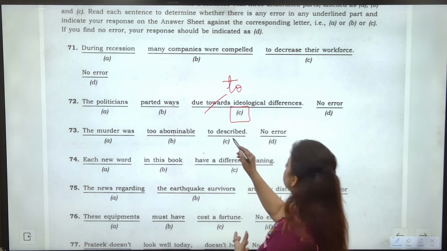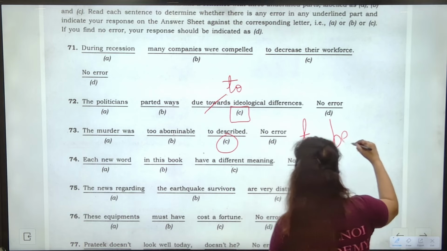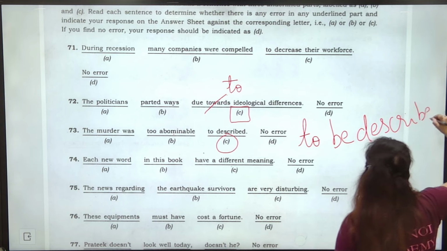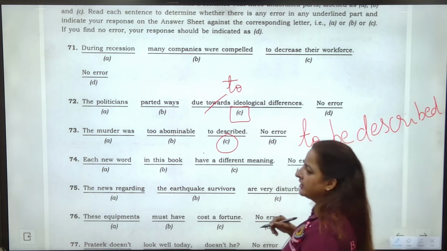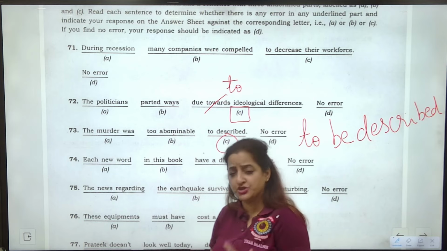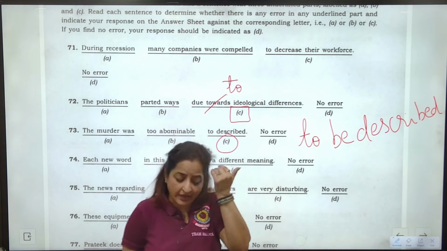No. C part has an error. It should be to be described. ये सेंटेंस पैसिव वॉइस में होना चाहिए ना, कि वो इतना हेट वर्दी था कि उसको डिस्क्राइब भी नहीं कर सकते थे. Too abominable to be described means so hate worthy that it cannot be described.